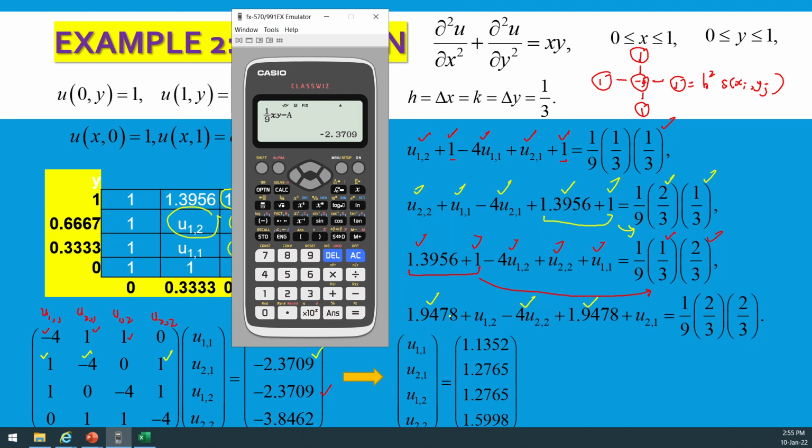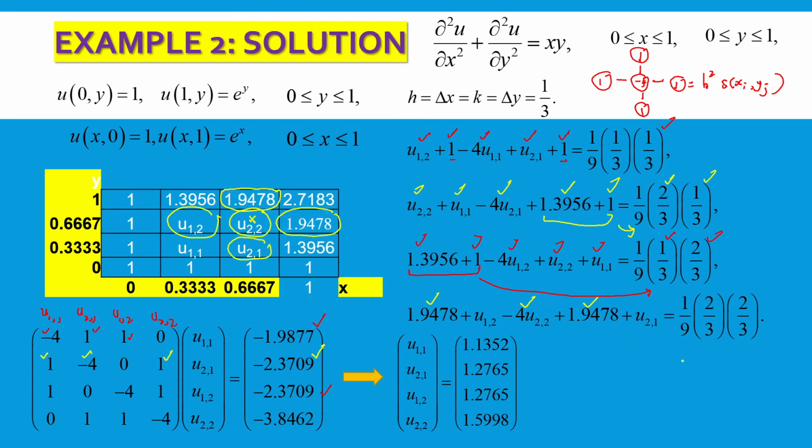Mean 1.9478, 1.9478. You bring to the right hand side, which is actually minus 2 times 1.9478, because 2 times.